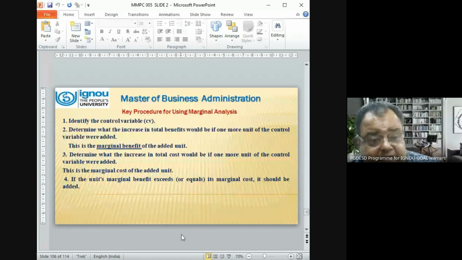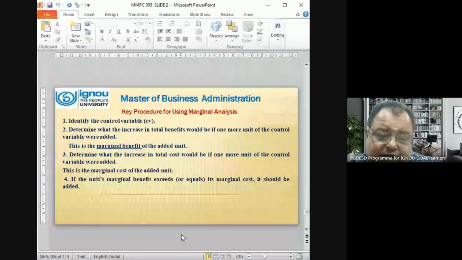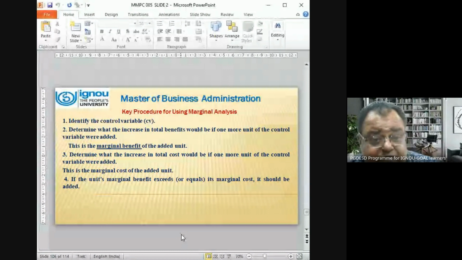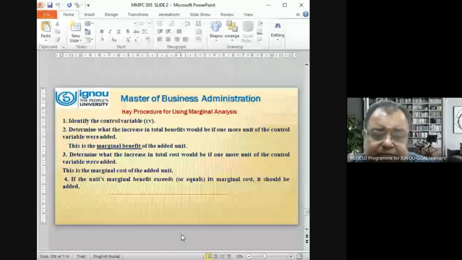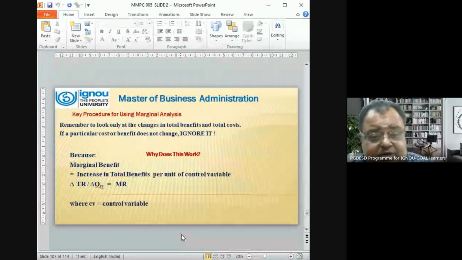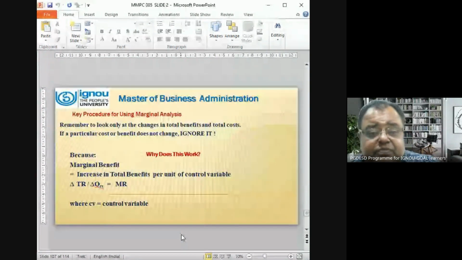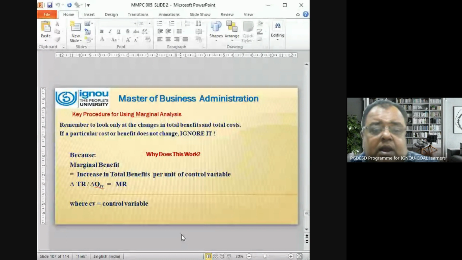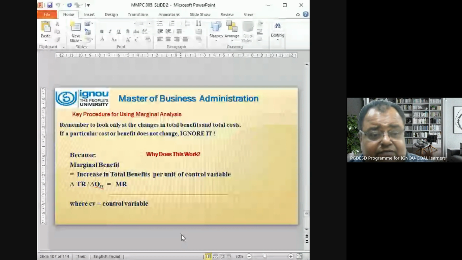Determine what the increase in total cost would be if one more unit of the control variable were added. This is called the marginal cost of the added unit. It should be added. Now, remember, you look only at the change in the total benefits and total cost. If a particular cost or benefit does not change, ignore it.